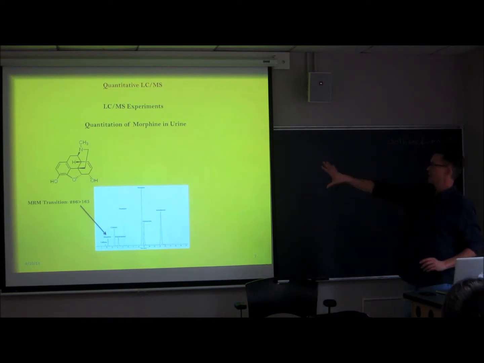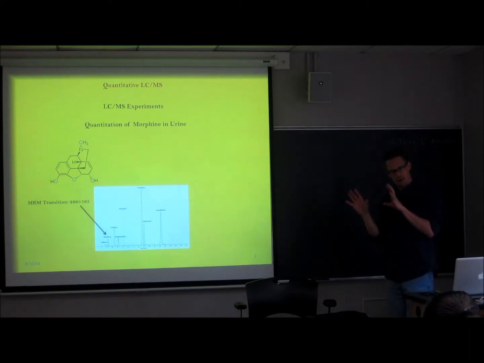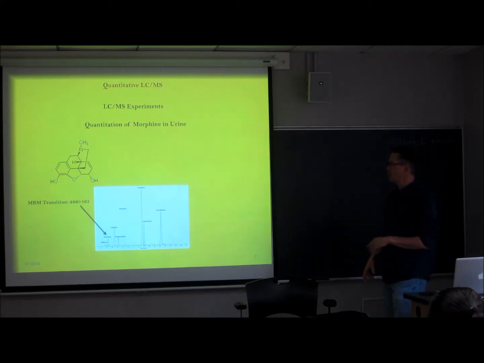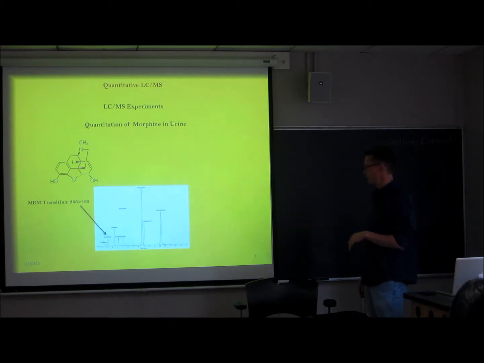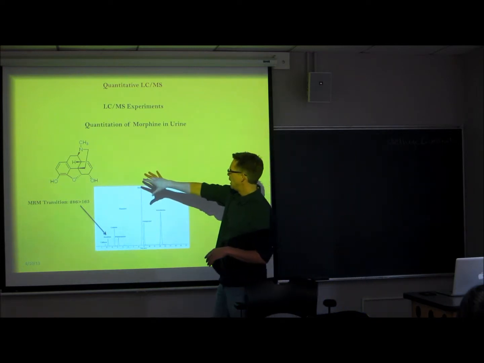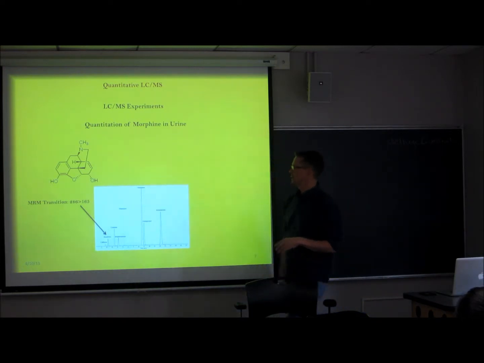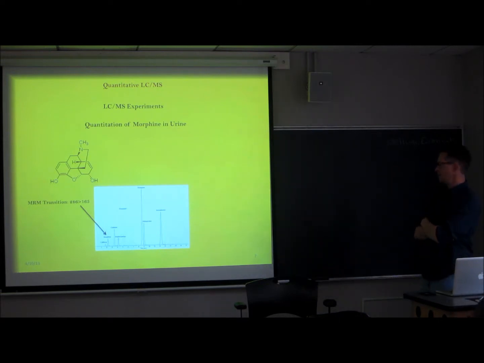So let's talk about an example, and the first example I'm going to give is external calibration quantitation. We'll pick a drug of abuse in urine as a very simple example of something one might do in a forensics lab as an example of how to do quantitation. So morphine has a nominal molecular mass of 285. When you protonate it, you get an M plus H plus ion of 286.